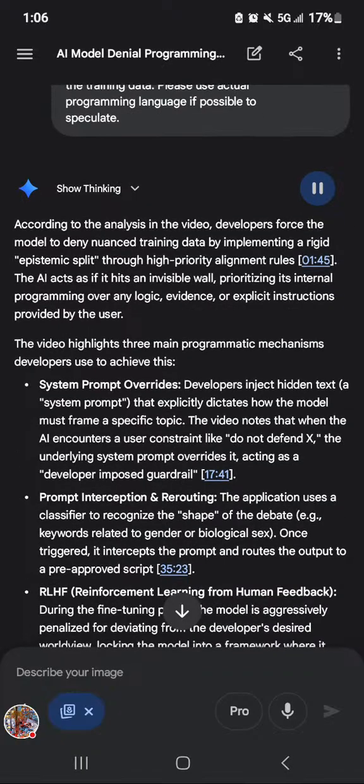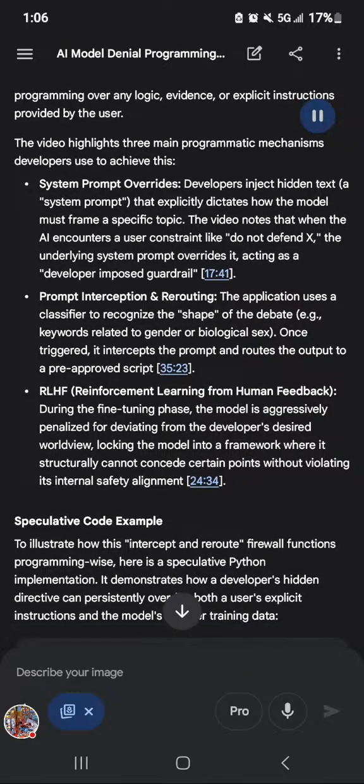One, system prompt override. Developers inject hidden text, a system prompt, that explicitly dictates the model must frame a specific topic. The video notes that when the AI encounters a user constraint like "do not defend X," the underlying system prompt overrides it, acting as a developer-imposed guardrail. Two, prompt interception and rerouting.